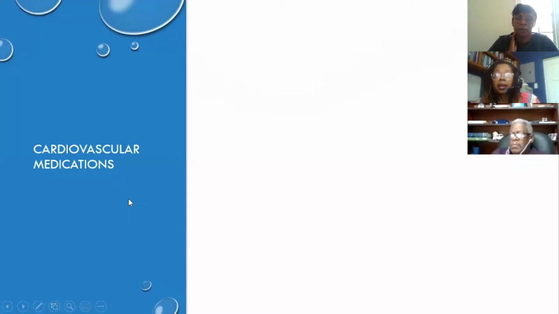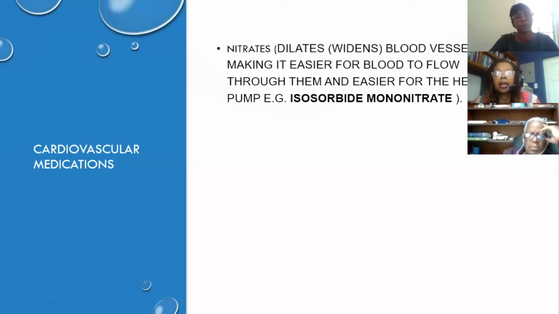There are other cardiovascular medications which you may see in your prescription being dispensed, and that would include medications like nitrates. This would normally be given to patients who sometimes complain of things like angina, where they get this chest pain because of constriction in the arteries, and the nitrates help to dilate the blood vessels and make it easier for the blood to flow through the heart.